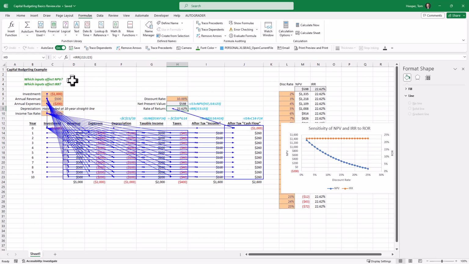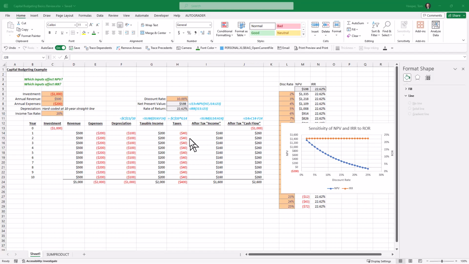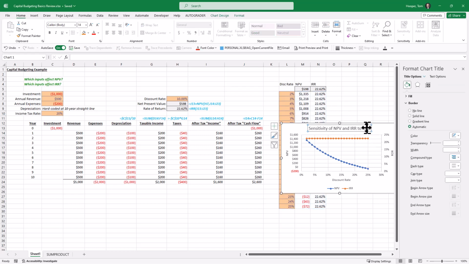So hopefully that answered these two questions for you. And hopefully my little typo here, where I said sensitivity to rate of return instead of discount rate, didn't confuse you.